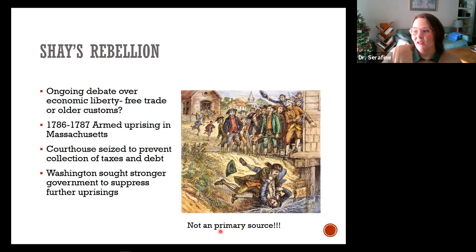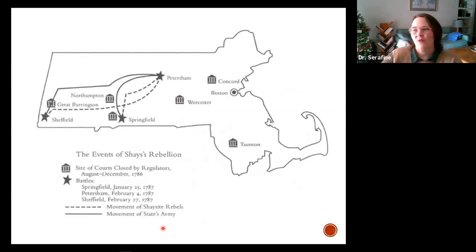This is not a primary source. I cannot attest that anyone actually threw a tax collector into the river. What's happening in Western Massachusetts? So we're talking about over here, we've got our Western Massachusetts farmers. Over in Boston, you've got your working class people, think about dock workers, but you also have a lot of elites and the governor. The governor's friends are over here in Boston.